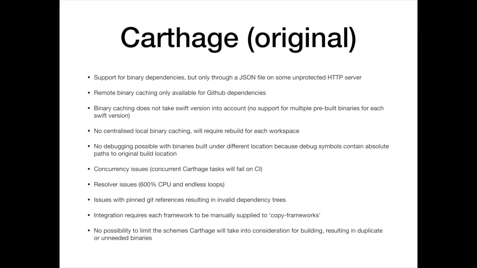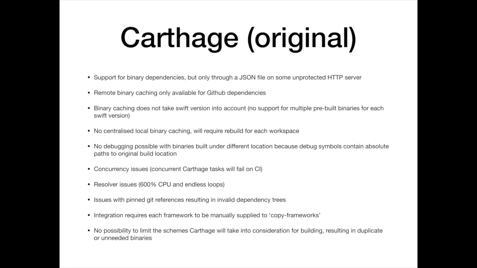Then the binary caching does not take the Swift version into account. So there's only the possibility to have one pre-built binary and not one for every Swift version, which, until we have module stability in Swift, which will probably come in Swift version 6, is very much of an issue. Then there's no centralized local binary caching. It will cache binaries downloaded, but it will not cache binaries that are built on some location on your machine, so they can be reused by a different project without having to rebuild.